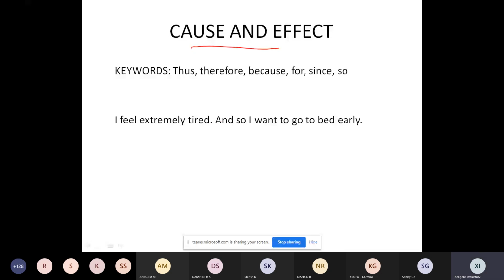Look at the question. I feel extremely tired and so I want to go to bed early. Here nothing has been underlined, it's just an example. This is the cause, and so is the keyword. So or "and so", you can take both. I want to go to bed early is the effect of the cause which happened. That's the result, going to bed early. So this is an example of cause and effect. Note down the keywords.